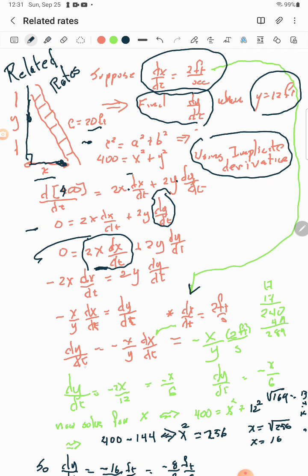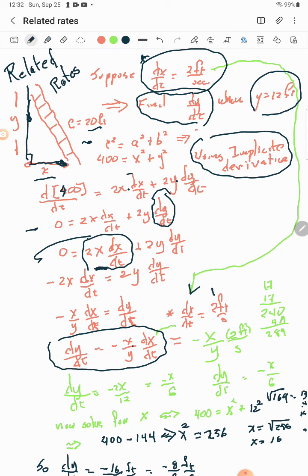Well, I'm just showing the algebra. So now I'm trying to get dy/dt, and I can see that dy/dt is equal to this. However, we know what dx/dt is because it's given up here, and that's equal to 2 feet per second. So now I can put in for x.